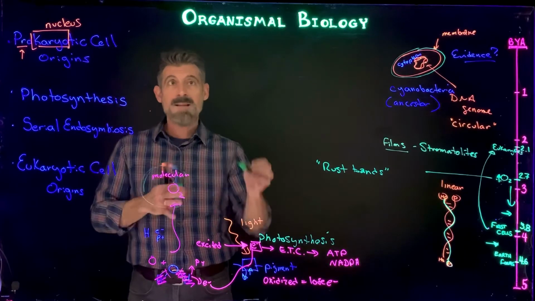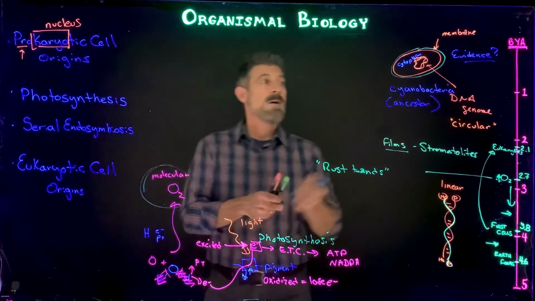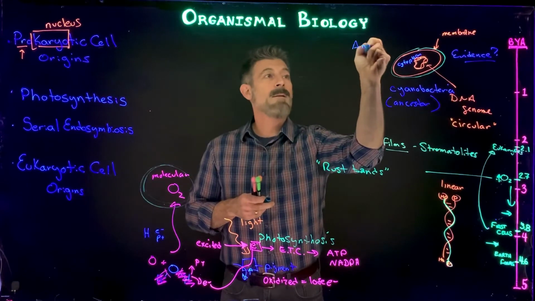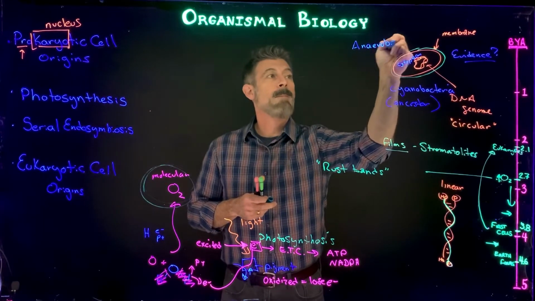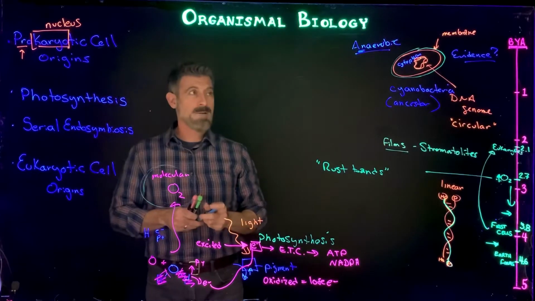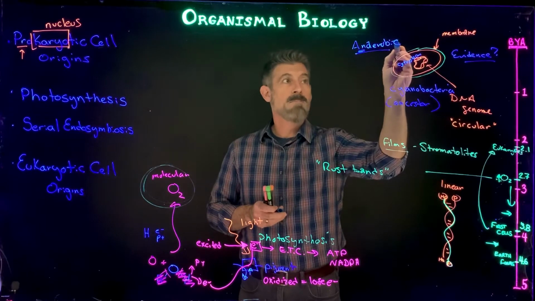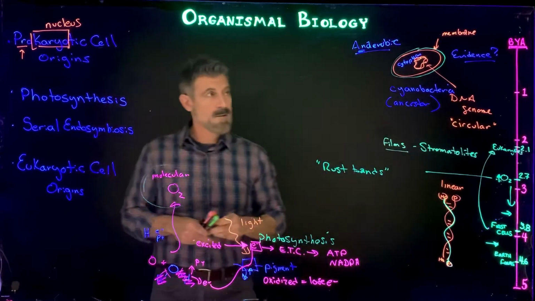Because most living things at this particular time, which are other prokaryotic cells, are what we call anaerobic, which means they operate in the absence of oxygen. So aerobic means with oxygen or using oxygen.